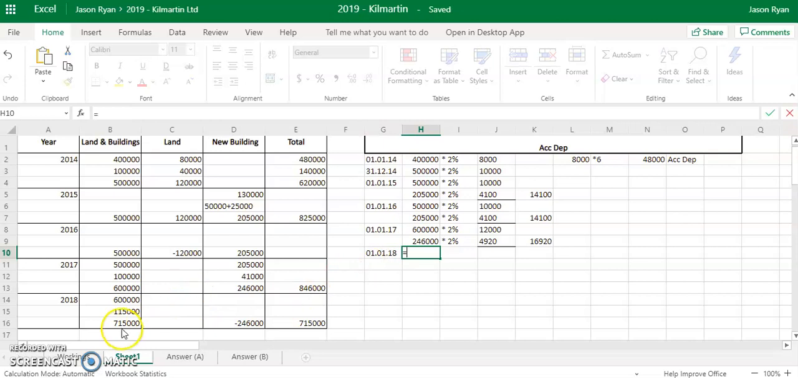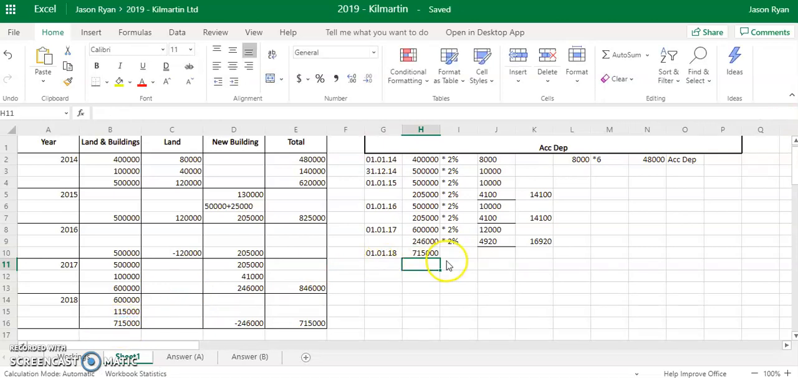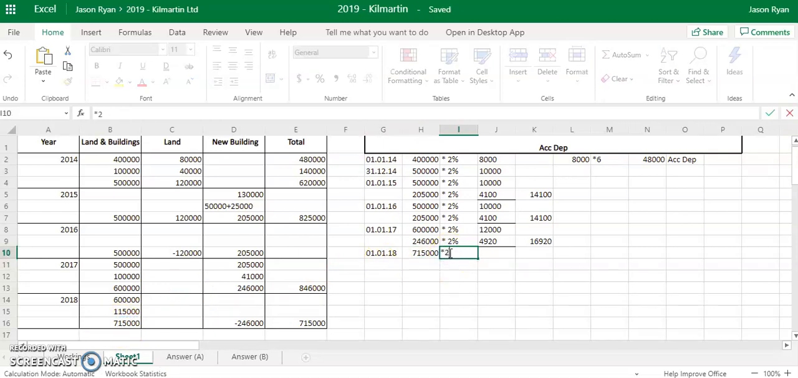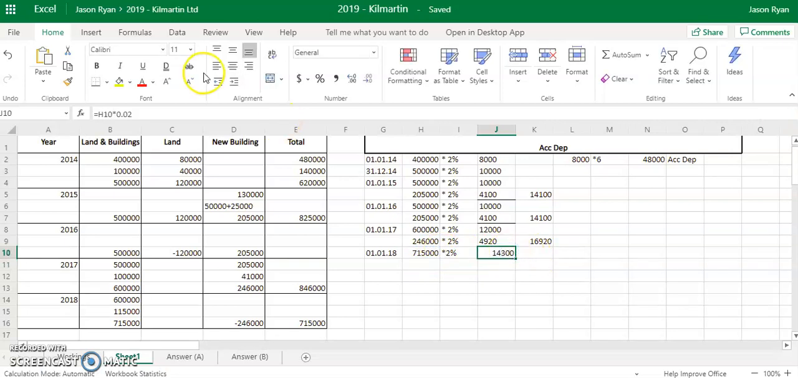And then we find the depreciation then for this year, which is 700,000 multiplied by 2%. So you get 114,300.